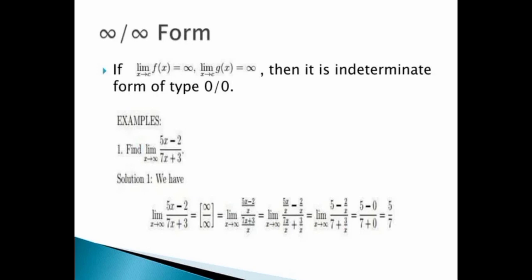So we divide by x to handle those constants. So 5x minus 2 over x, then 7x plus 3 over x. Then 5 minus 2 over x is equal to 5 minus 0, and 7 plus 3 over x is equal to 7 plus 0. So 5 minus 0 is equal to 5, and 7 plus 0 is equal to 7.